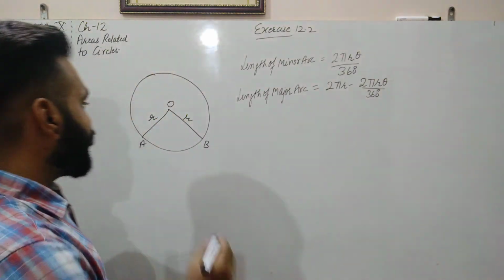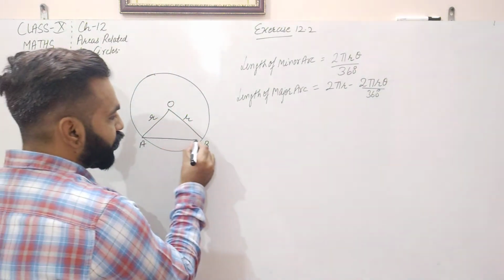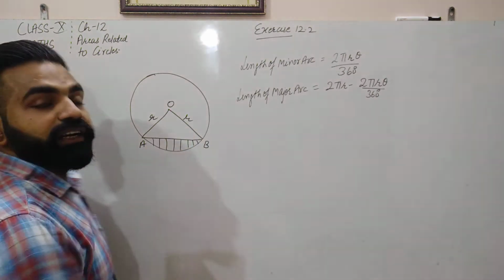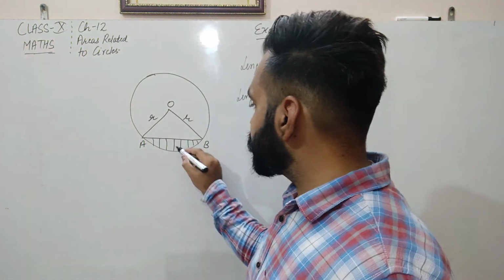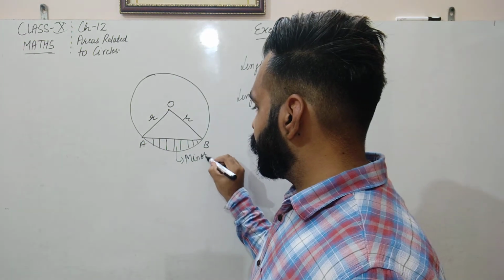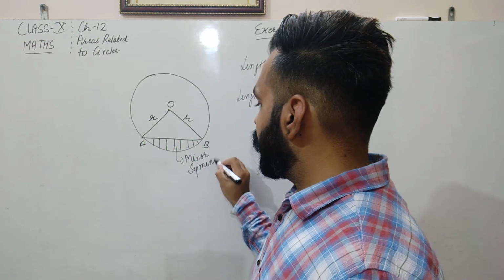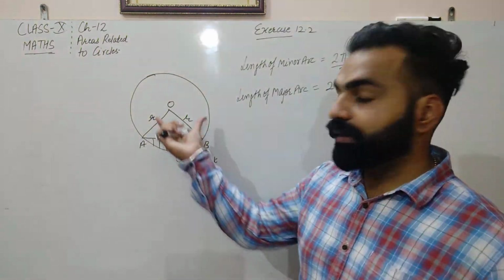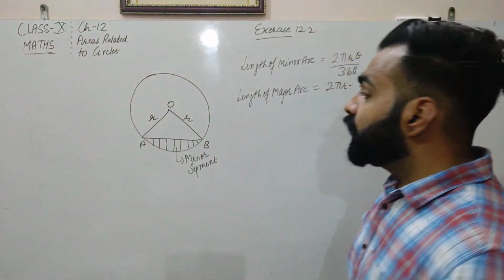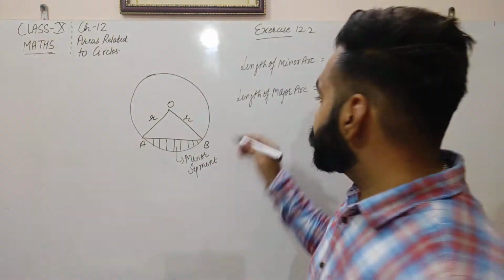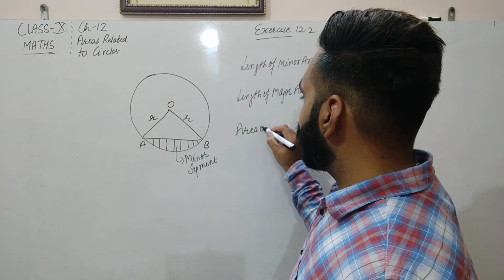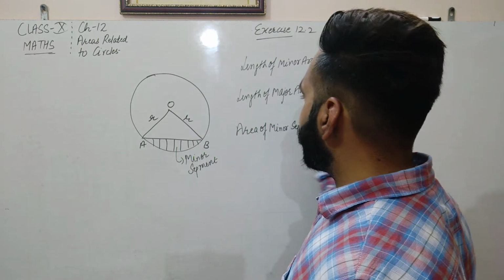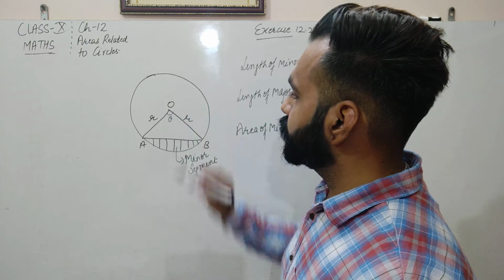Now we will talk about the segment. Suppose this AB is the chord here. So this shaded part is called the minor segment, and the remaining part, the upper part, will be the major segment. The remaining circle will be the major segment. Now, how to find the area of this minor segment? Area of minor segment, and this is angle theta here.